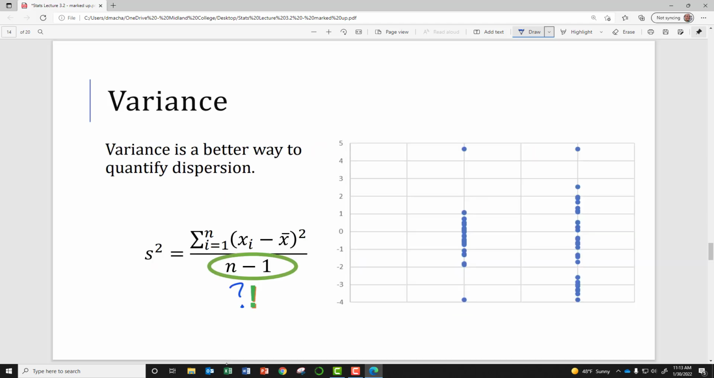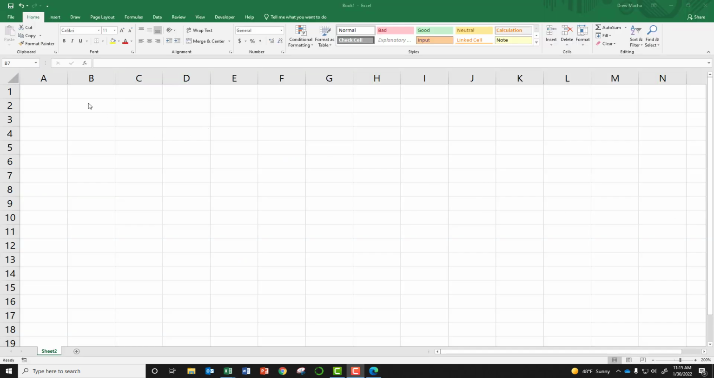And there's a good reason for this. And I want to demonstrate to you why using a little simulation that I created in Excel. So we'll pause for a second. So here we are in a brand new workbook in Microsoft Excel. And what I want to do is a little simulation.